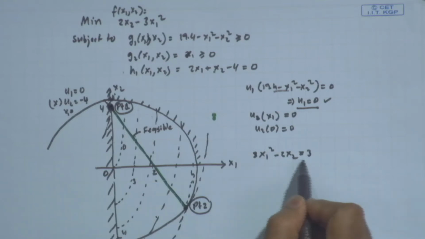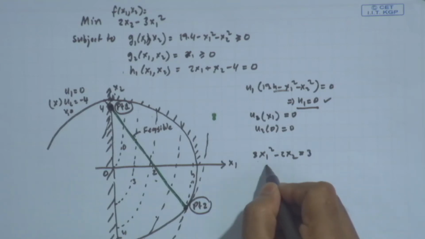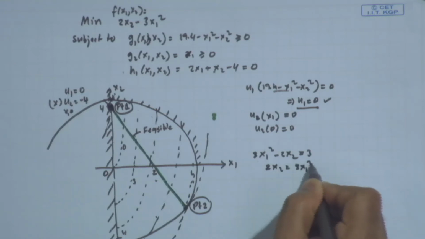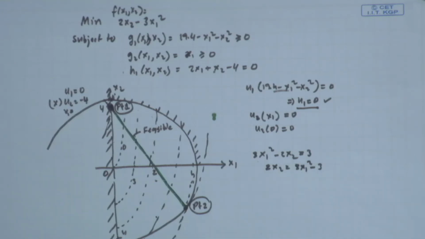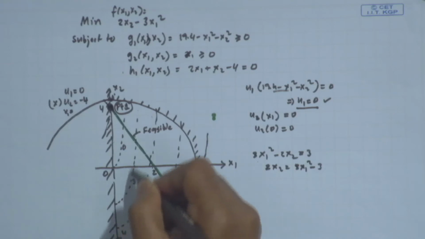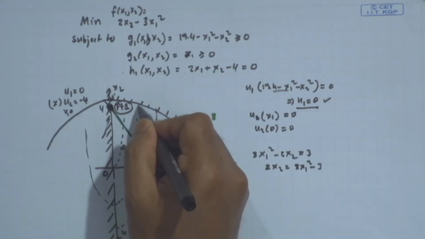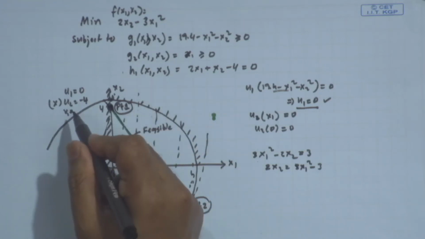So can you now plot this graph? 3x1 square minus 2x2 equal to 3. So this is a parabolic equation. So 2x2 is 3x1 square minus 3. You know how to draw the parabola? It will be like a parabola. So you see that parabola will be this one and going this way. So any point on this parabola line will have a value 3.